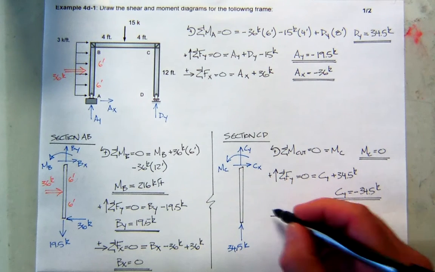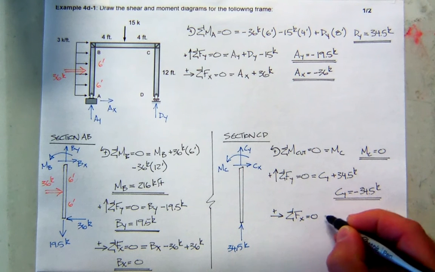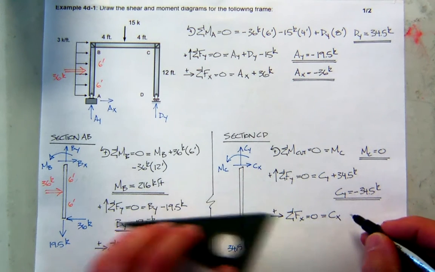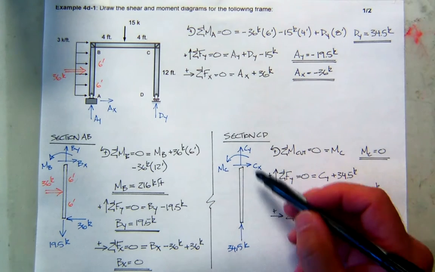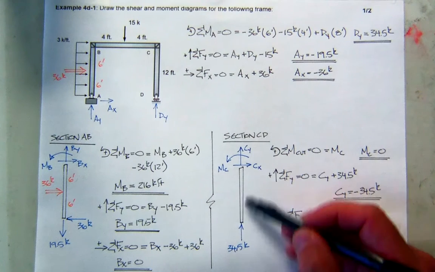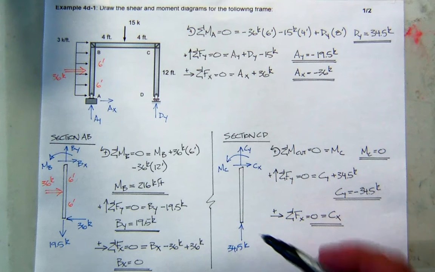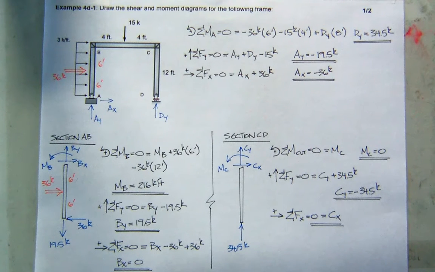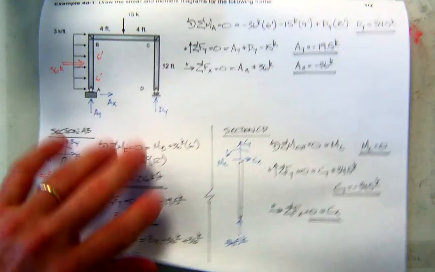And then you can probably already see where this is going, but we'll go ahead and check it. If you sum forces in the X direction, make sure they're in equilibrium, all you have is CX. So again, CX is 0. So there's not much happening in CD. There's no shear, there's no moments, but there's an axial force. If we drew an axial diagram, it'd be pretty easy to draw. Okay? And now the fun starts. Give me just a second to do a quick little change, and we'll draw the diagrams.